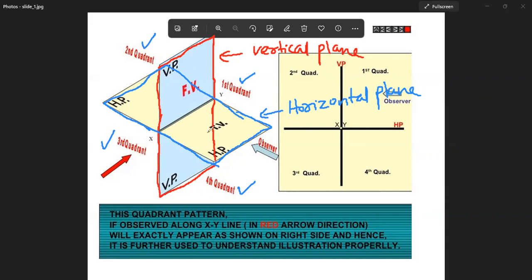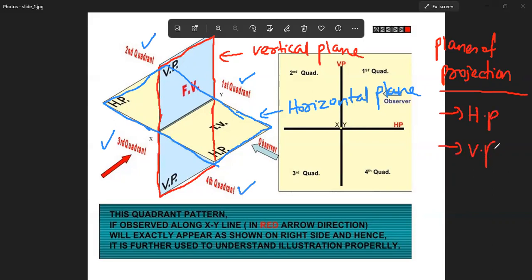So these are called planes of projection, that is, the horizontal plane and vertical plane. And these two planes, horizontal plane and vertical plane, are perpendicular, at 90 degrees, to each other.